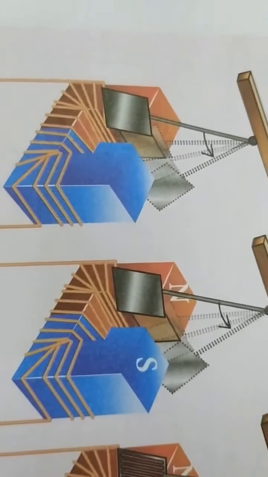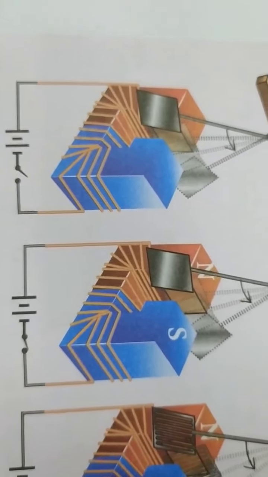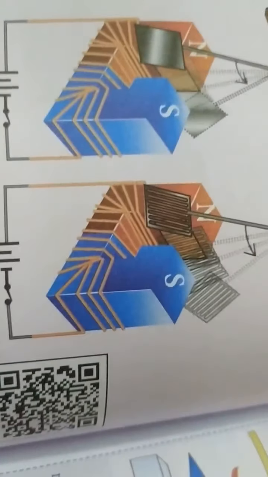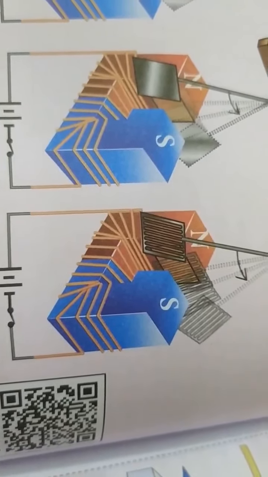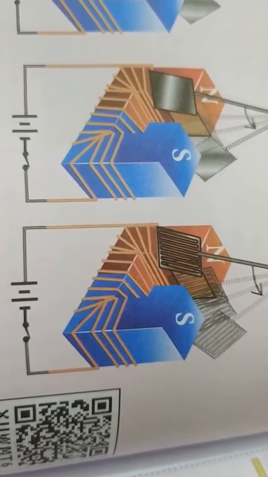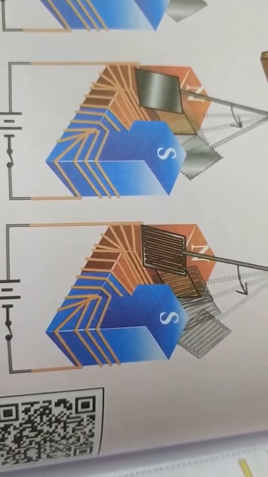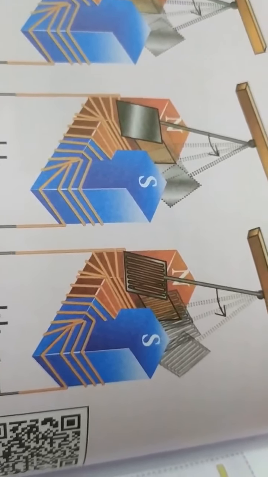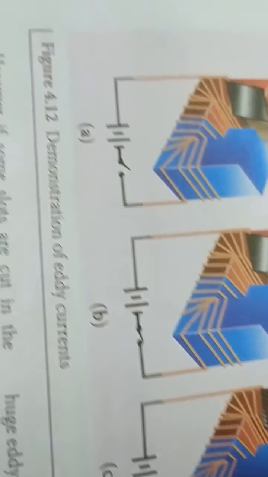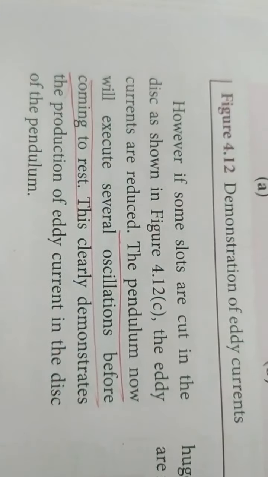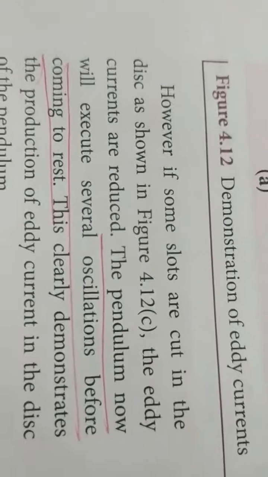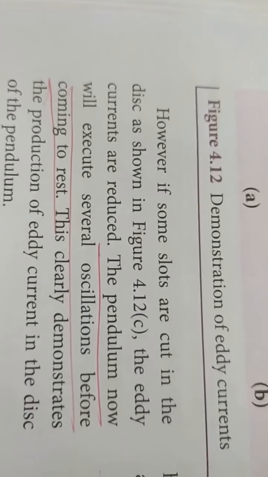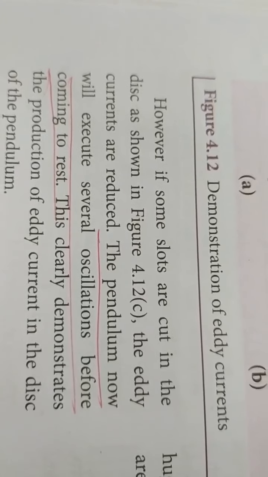Here the magnetic field is switched off. In that case the pendulum will come to rest due to air friction. But here the pendulum will come to rest due to the formation of eddy currents, because the direction of the induced current will oppose the motion of the magnet. So this is a demonstration of this experiment. The pendulum will execute several oscillations before coming to rest. It will go here and there, and because of the formation of eddy currents, it comes to rest.